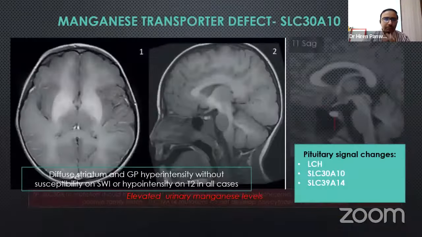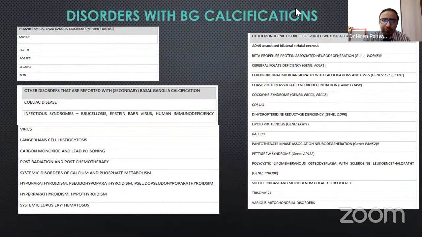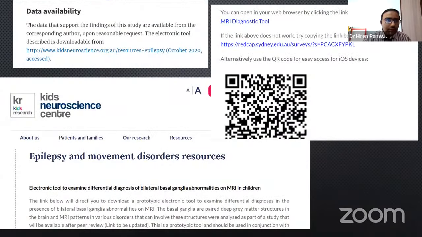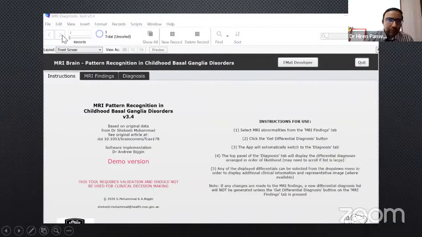So when you type on Google this MRI pattern based approach, you will see this article by Dr. Shakib, and if you open it, they show the data availability, and they have given this link, kidsneuroscience.org. When you click on this link, it will open a new window, that is the Kids Neuroscience Center, in which they have given this electronic tool to examine differential diagnosis. And there is a link for that tool. You have to press this diagnostic tool and it will download to your laptop or desktop. Then a new window will open.